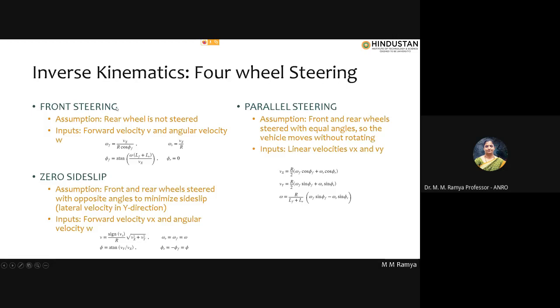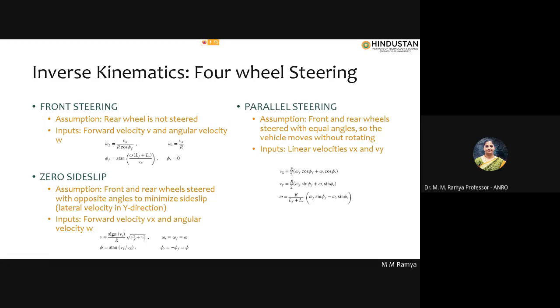So I guess you understand forward steering, where you're just steering the front wheel alone. The rear wheel is just moving based upon how you steer the front wheels. Now, zero side slip is where both front and rear wheels are steered, but at opposite angles. When the front wheel is steered along one direction and one angle, the rear wheel is steered at the opposite angle. Now, what would happen? You will have a lateral velocity in the y direction alone.